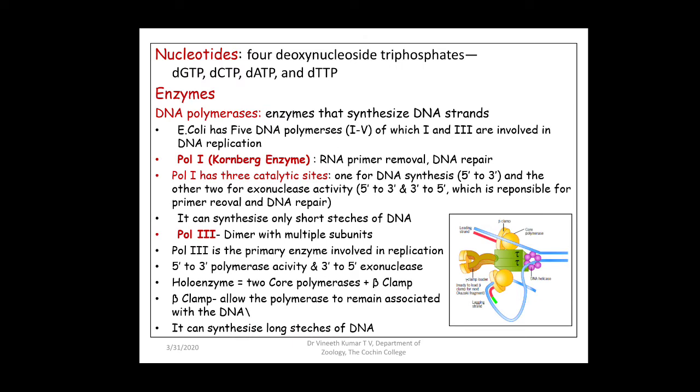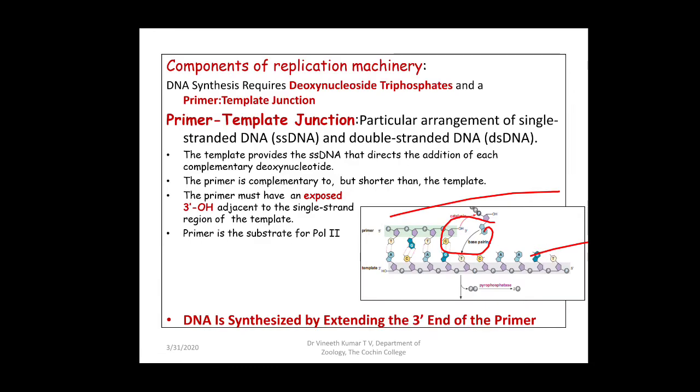Coming to the second one, that is the nucleotides. That is the second component of the DNA synthesizing machinery. You need four deoxyribonucleotide triphosphates, and they are required in the form of triphosphates, because, as you see in this diagram, while adding, they are added in the form of triphosphate. One phosphate will be bonded here.